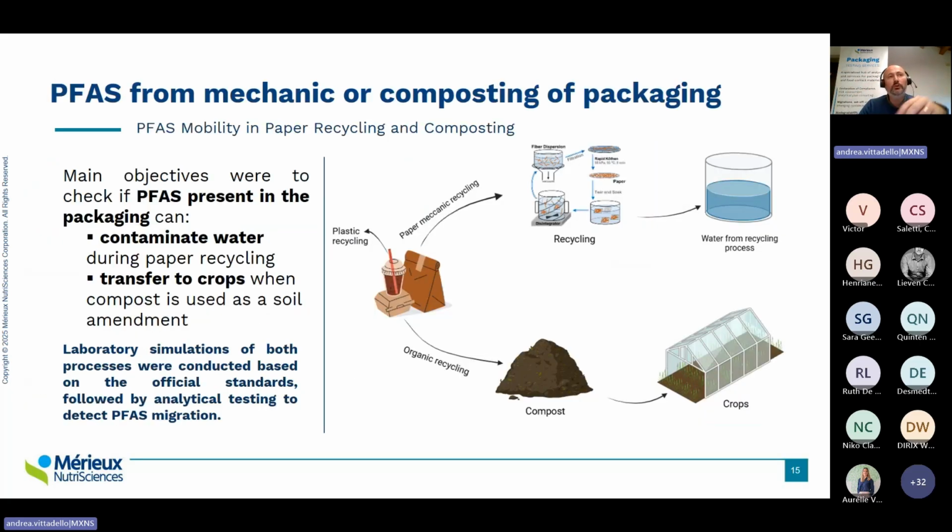What we did in brief in the last 3 years with this study is that we tried to use paper contaminated with PFAS, and check the water after the paper recyclability, the paper that we obtain after recycling, and the composting, to see if the PFAS present in the product will be in the paper, in the water, and in the plant after the use of compost.